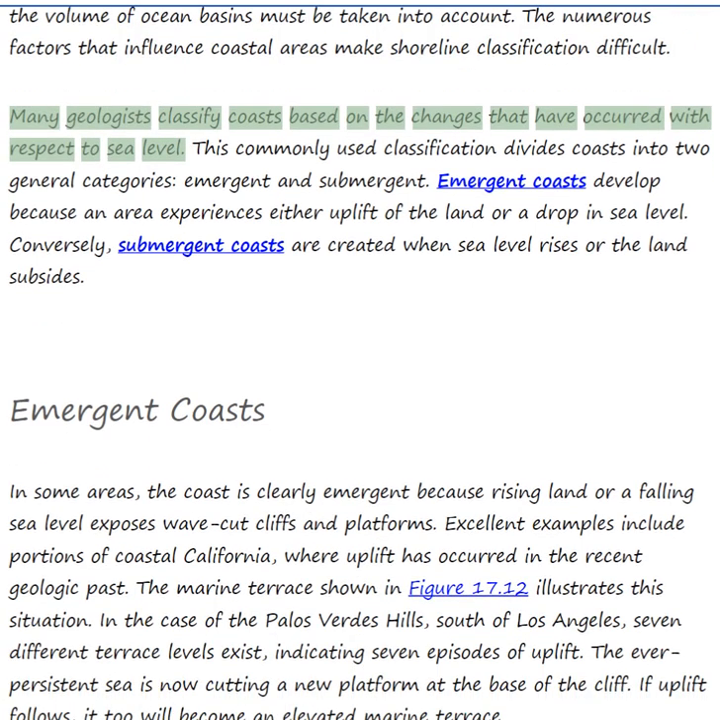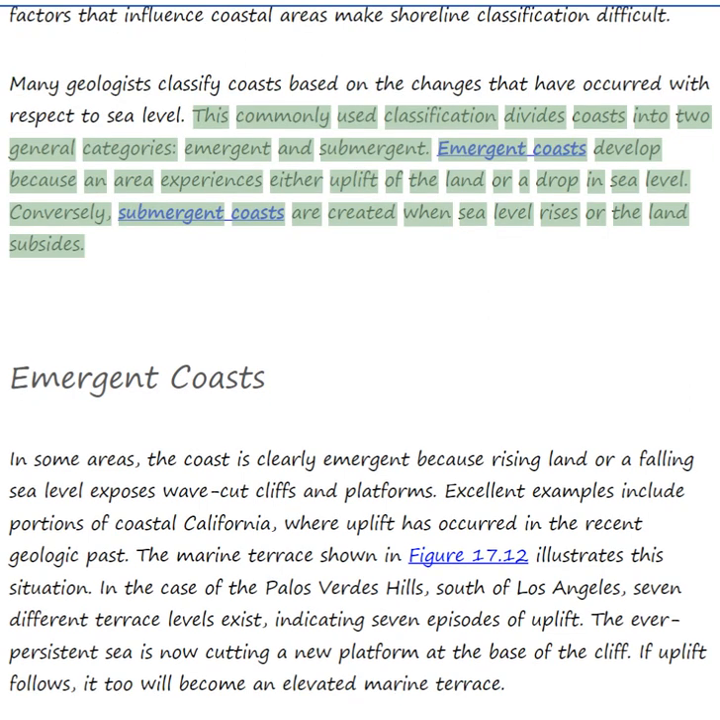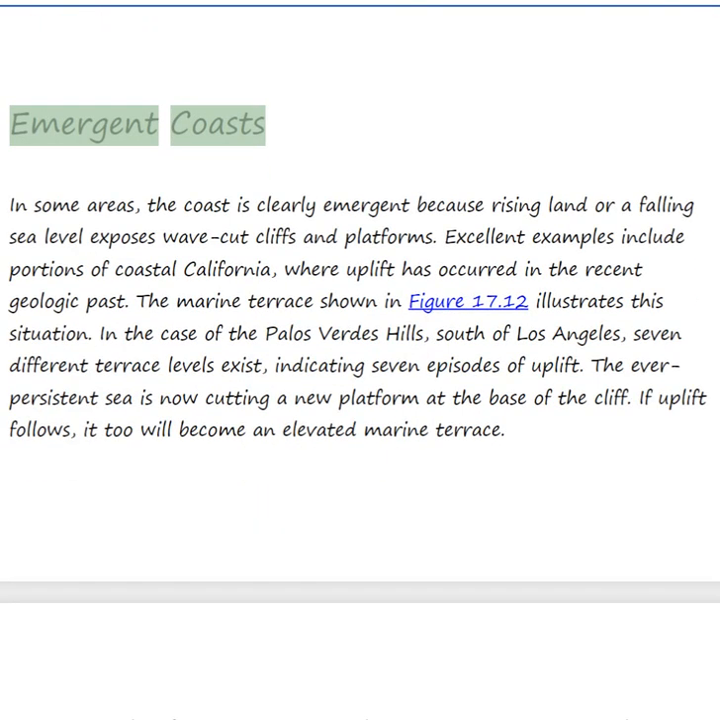Many geologists classify coasts based on the changes that have occurred with respect to sea level. This commonly used classification divides coasts into two general categories, emergent and submergent. Emergent coasts develop because an area experiences either uplift of the land or a drop in sea level. Conversely, submergent coasts are created when sea level rises or the land subsides. Emergent coasts.